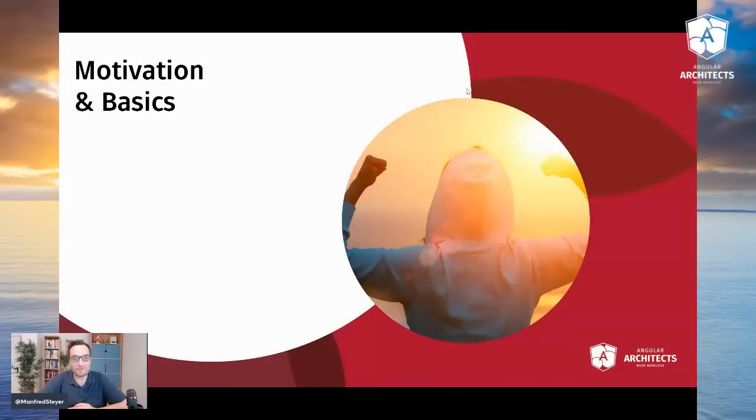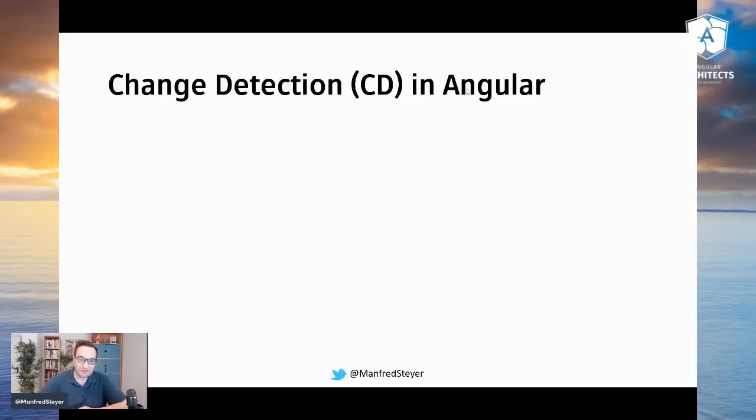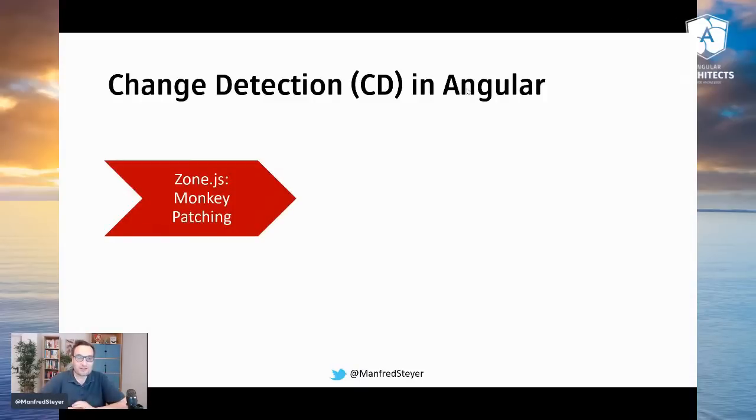Let's get started with the motivation and the basics. So if we think about the change detection in Angular as it works nowadays, everything starts with Zone.js kicking in. Zone.js is monkey patching all your browser objects. All the objects there in your browser, like the promise or all the HTML elements like button or input or drop-down field and so on and so forth.